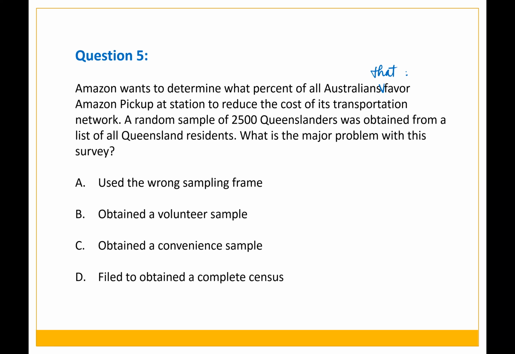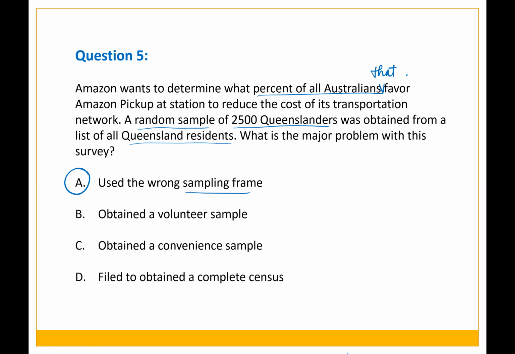Now, look at the goal of the question to see what they give us. Amazon wants to determine the percent of all Australians, but a random sample of 2,500 Queenslanders was obtained from Queensland residents. So it wants to draw a conclusion by just surveying people from Queensland and only taking a portion of the population. The major problem is that it chooses a part of the population that is not representative of the population. So that's where it's related to sampling frame, and this actually is the answer.